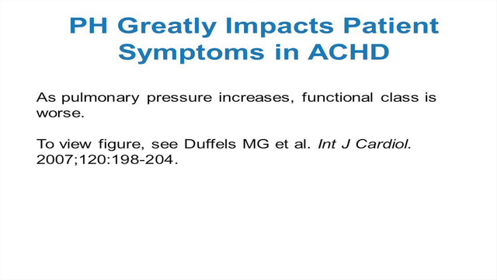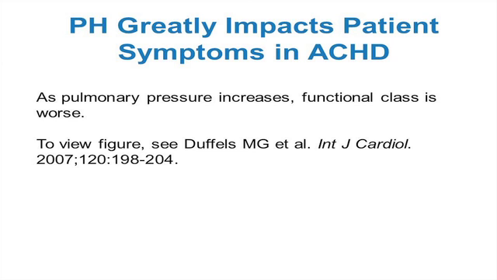And if you look through, this is another slide from the CONCOR registry, and if you look at their pulmonary artery pressures here based on functional class, in general these increase. As the pulmonary pressure increases, your functional class is in general worse. So these are fairly limited patients.